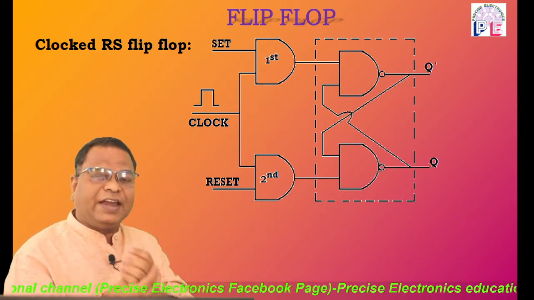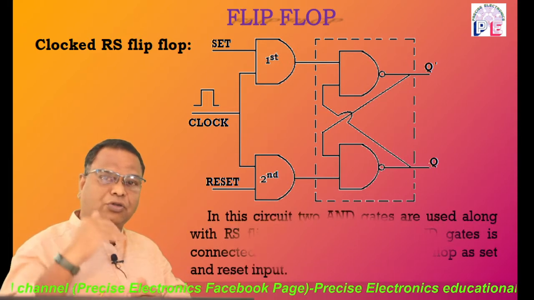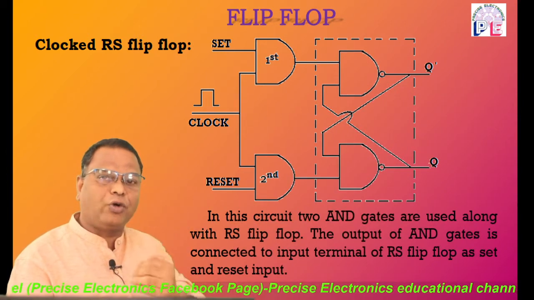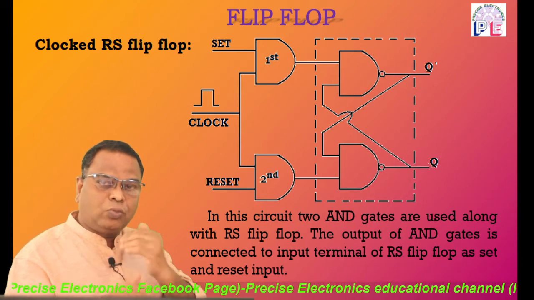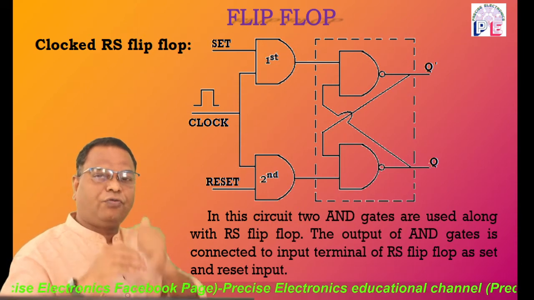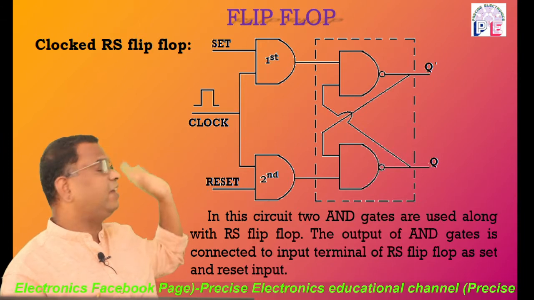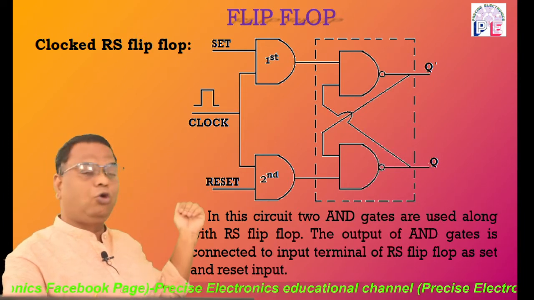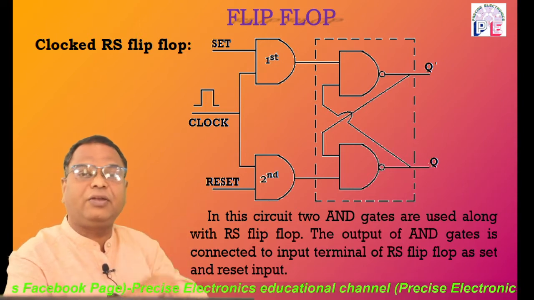The inputs for the AND gates are as follows: the set input is applied to the first AND gate and the reset input is applied to the second AND gate, that is the lower AND gate. The output of the first AND gate drives the set terminal of the RS flip-flop, while the output of the lower AND gate drives the reset input of the RS flip-flop.